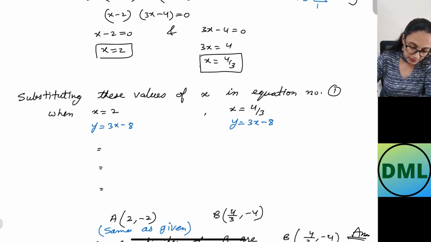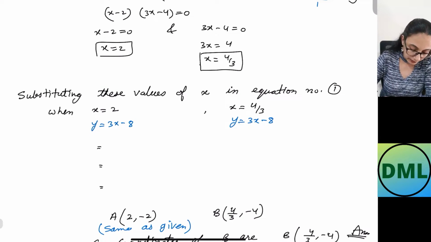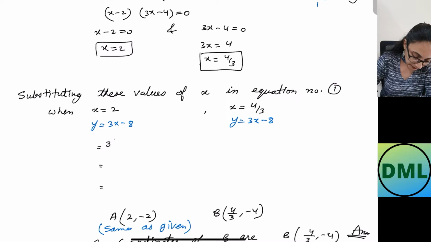Now substituting these values of x in equation number 1. When x is equal to 2, our equation is 3x minus 8. Let's substitute the value here. It will be 3 bracket 2 minus 8, so it will be 6 minus 8. So it will be equal to minus 2.